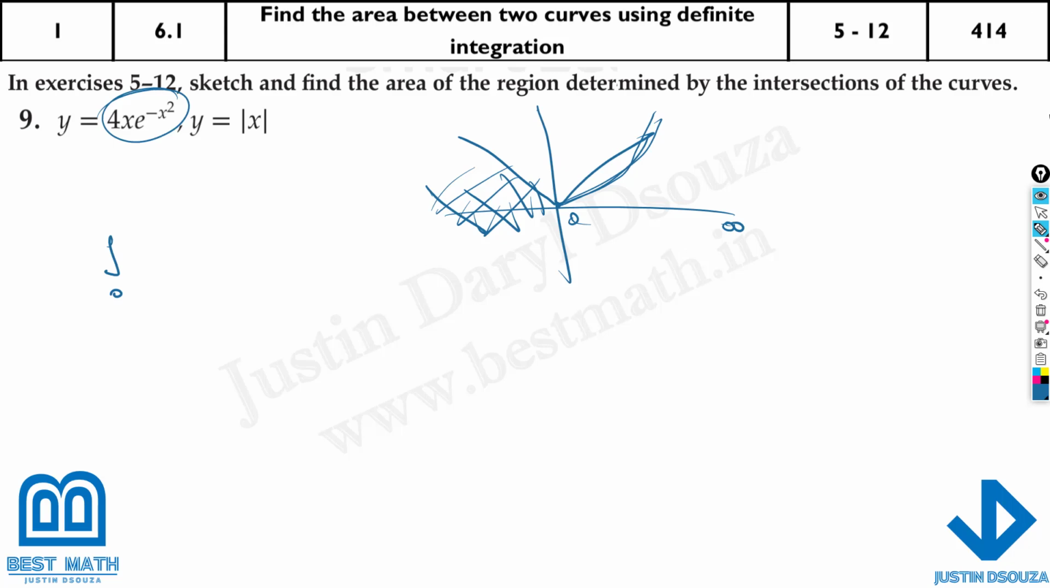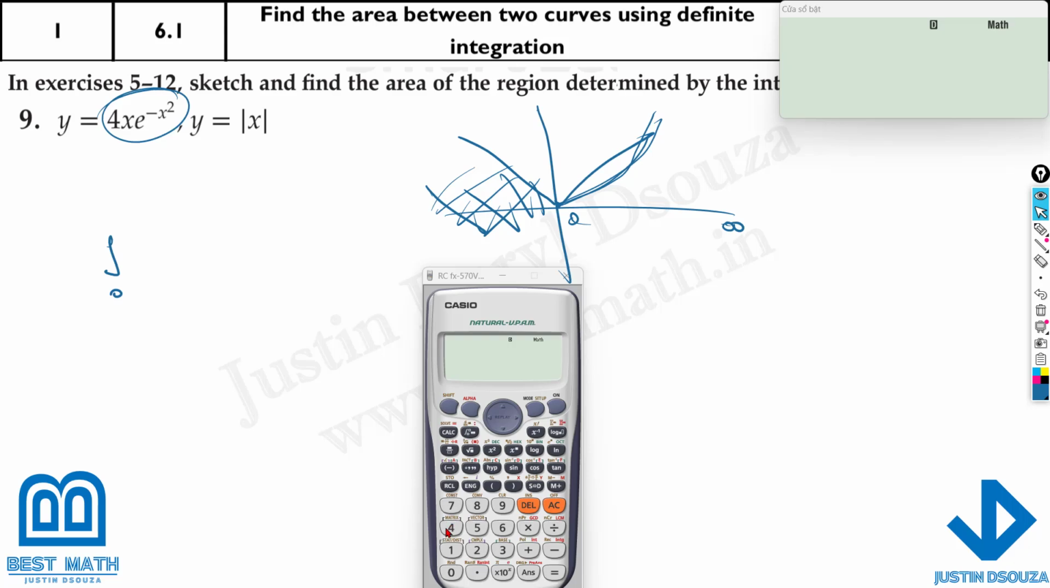If you try directly using a calculator, you'll not get it. Let me show you. What if I directly type this out? 4x multiplied by e to the power minus x squared, equal to x. Because I'm just taking positive x, modulus means minus and plus both are there, but I'm not taking the left side, only the right side. Let me shift and solve, then equal to. See, I'm getting 0. Yes, that is an intersection point, but we know that. But we are not getting the other answer. So how do we know where else it'll intersect?